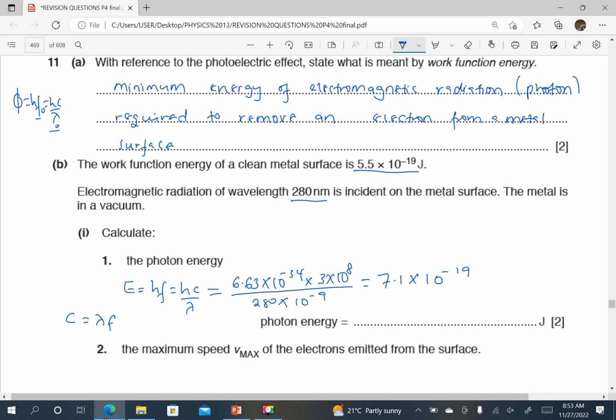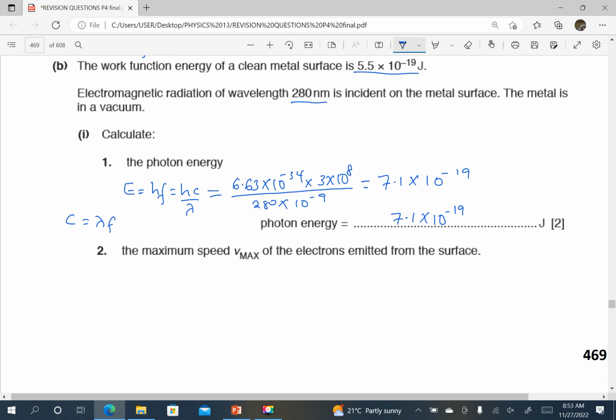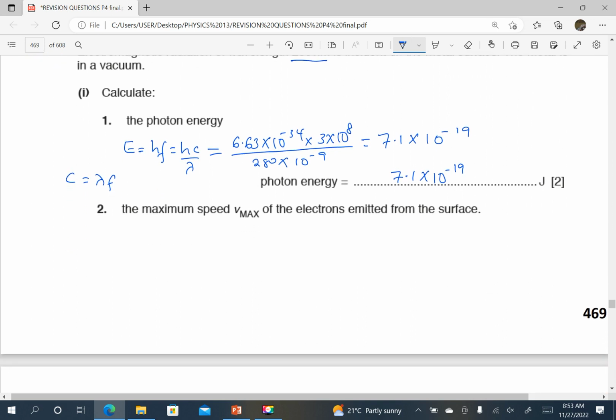You can also check: 7.1 times 10 power negative 19. I want to remind you to desist from writing any answer which is not exact to less than 2 significant figures. If the answer is not exact, write at least 2 significant figures, not less than 2.